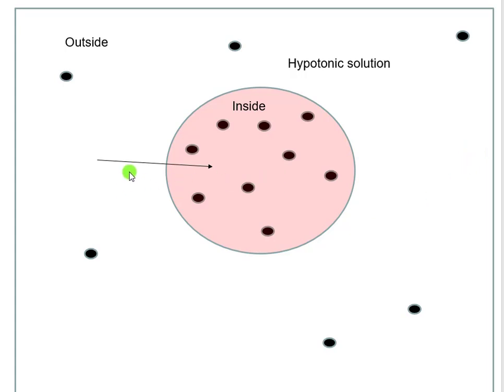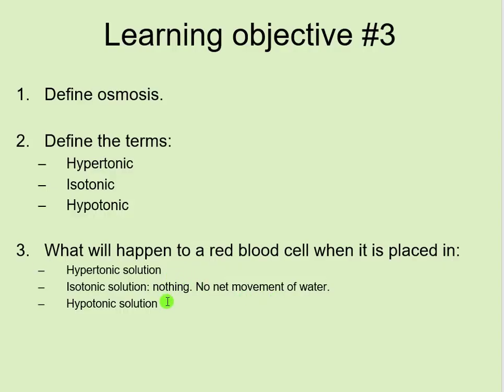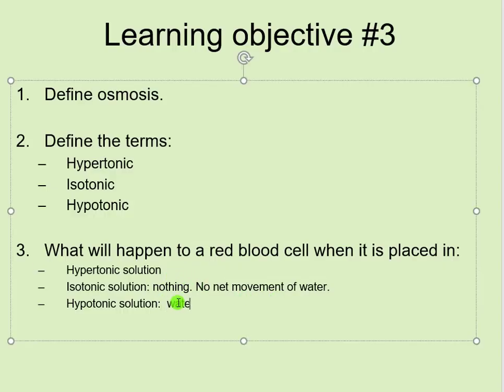Now, you know why water wants to move. It wants to move because there's low concentration on the outside of solute, high concentration on the inside. But what ends up happening is water ends up having a net movement from outside to inside the cell. So to go back here, in a hypotonic solution, what happens? Water enters the cell in the big picture.